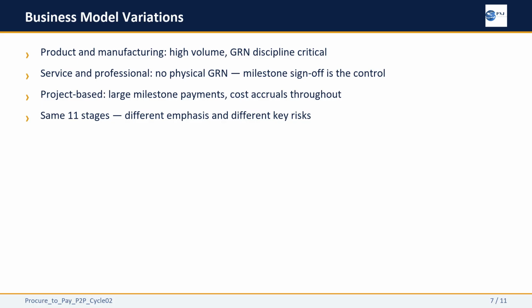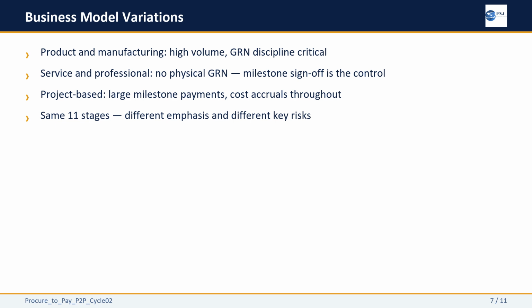The 11 stages are universal, but the emphasis and the key risks shift by business type. In a product or manufacturing business, retail, wholesale, or FMCG, purchasing is high volume and GRN discipline is critical. Every inventory receipt must be documented promptly, or the 3-way match breaks down and the GRNI balance becomes a problem.